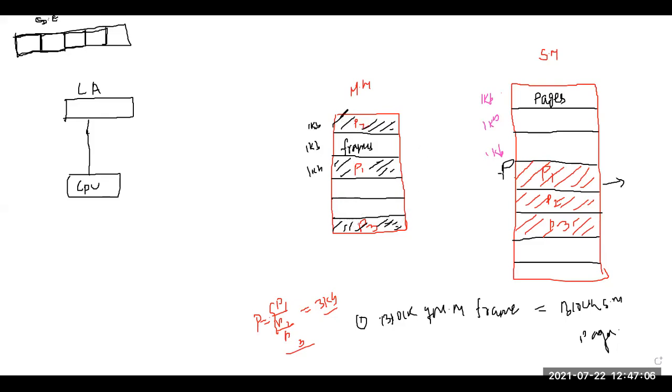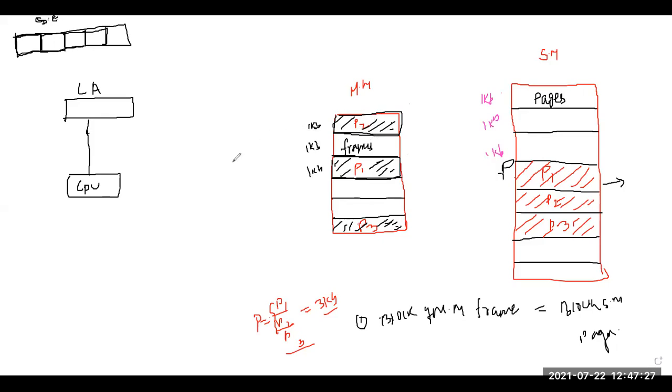This is a fixed size partition. That means each block will hold only one process, meaning one instruction; you can call the block a process. I cannot place P1 here and P2 here, because it is a fixed size partition. Once it is assigned, I cannot partition further.